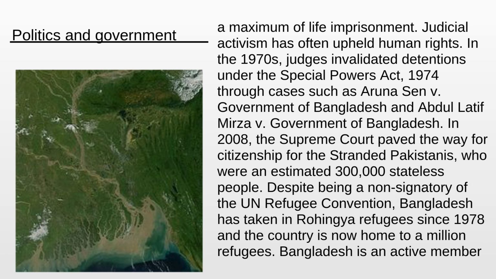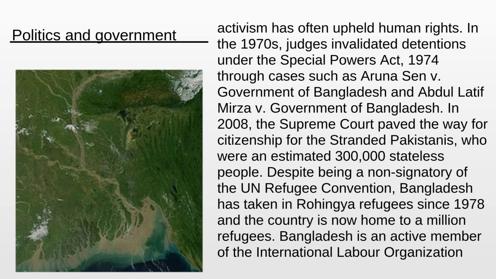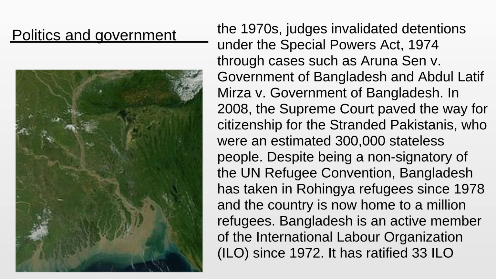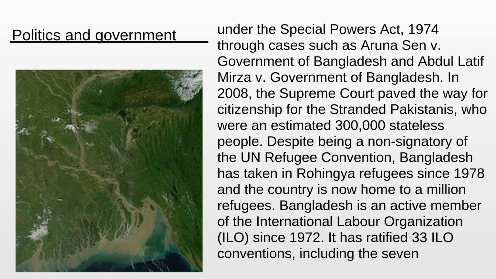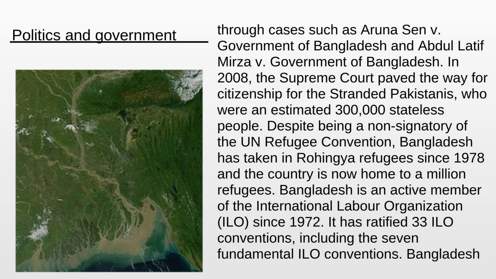Judicial activism has often upheld human rights. In the 1970s, judges invalidated detentions under the Special Powers Act, 1974, through cases such as Arun Sen v.